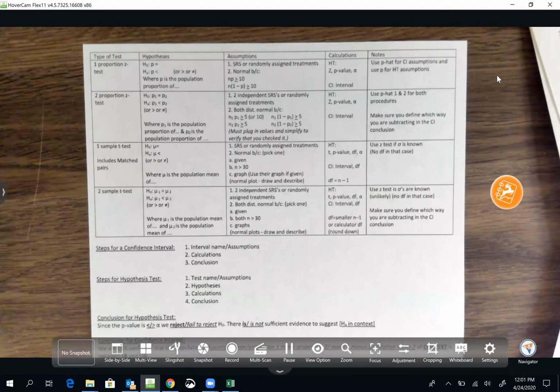So there's some empty space on this one because I took off the chi-square test since that won't be on your AP test this year. And I just have the different types of inference that will be on the test, specifically 1 proportion z-test, 2 proportion z-test, 1 sample t-test, and 2 sample t-test.